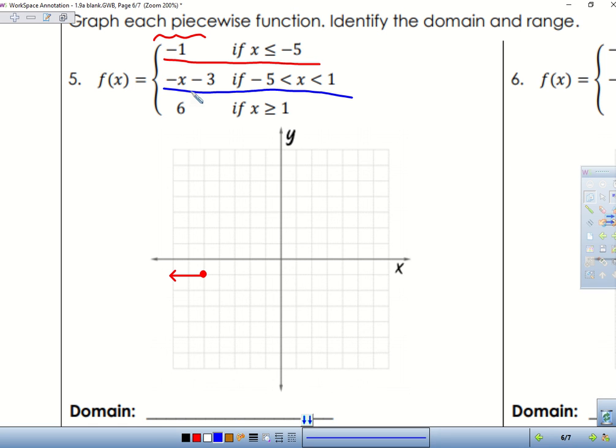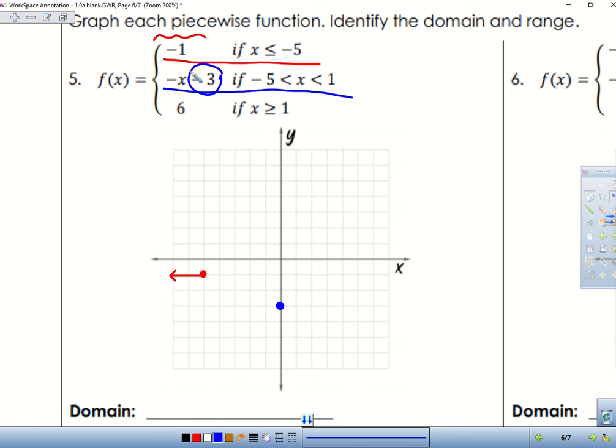And what's the y-intercept of this graph going to be? -3. So I'm going to graph my y-intercept at -3. I haven't dealt with the -x yet; I just graphed the y-intercept at -3. So it's like graphing a normal graph, but only little pieces of it. That's why we only want to graph the pieces that are within its domain.